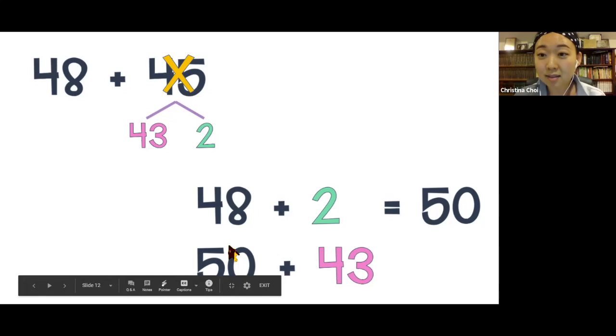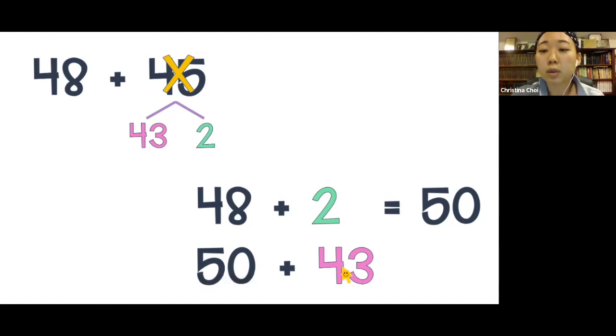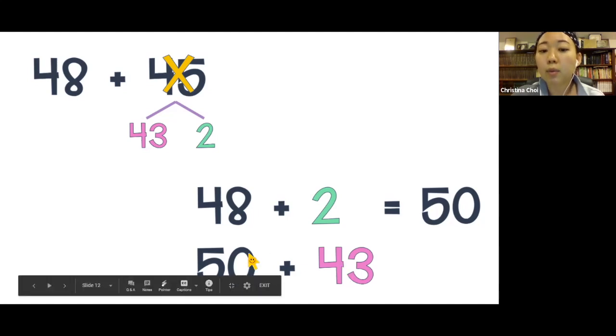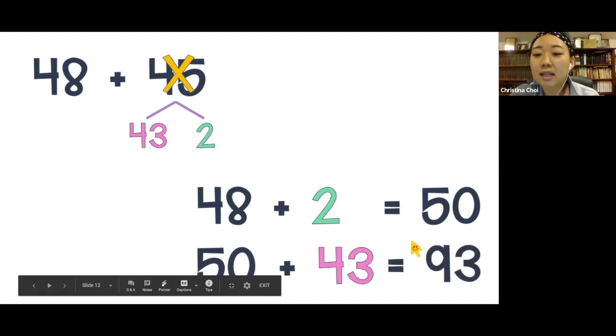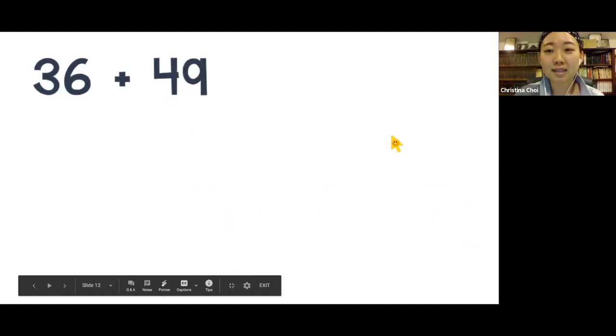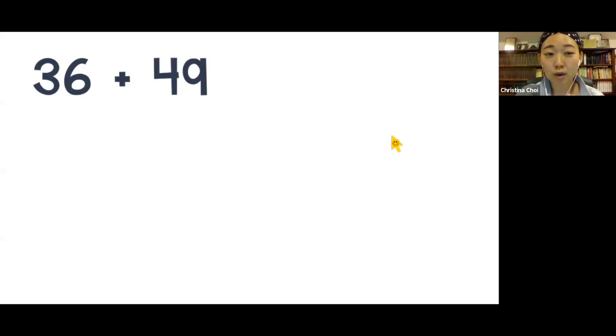We add the tens and we add the ones. So let's add the tens. 5 is the tens. 4 is in the tens place on the other side. So 5 plus 4 is 9. We add the ones. 0 and 3 is 3. So it should be 93. Okay? Good job. All right, let's do one more practice and then you're gonna do it on your own, okay?